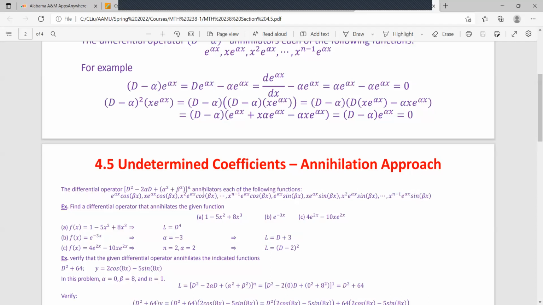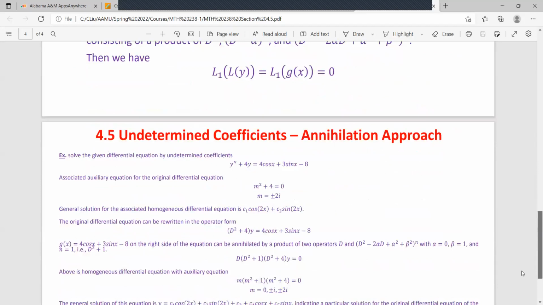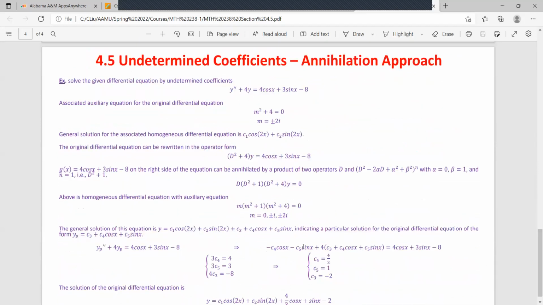So n equals 1, alpha equal to 0, beta equal to 1. Plugging those in, what we get is just D squared plus 1. Since alpha equals 0, you don't have this term, and beta equals 1, so you get 1 squared, which is 1. So D squared plus 1 to the first power is just D squared plus 1. So we can use D times D squared plus 1 to annihilate the right hand side.